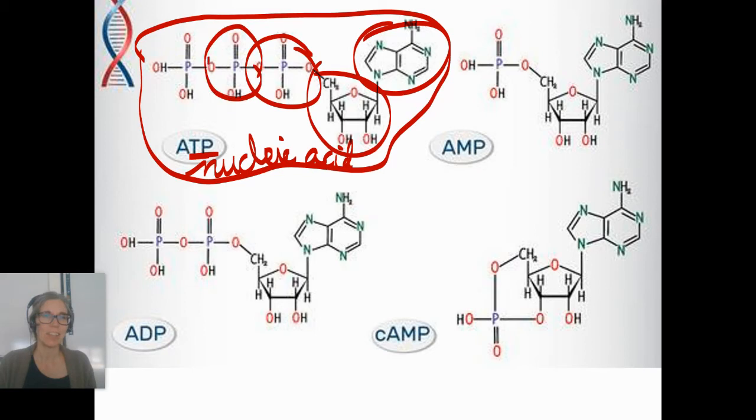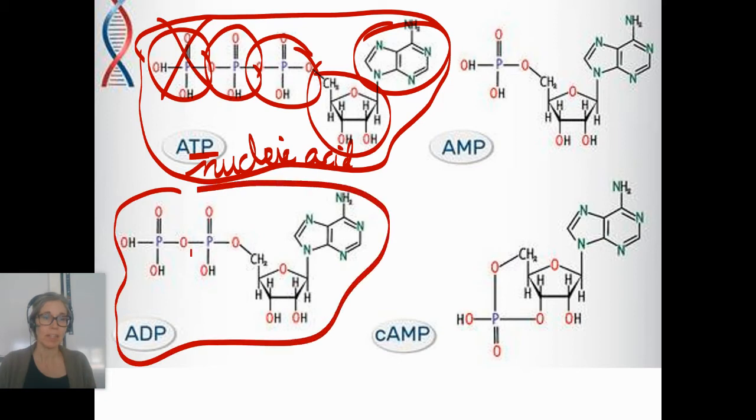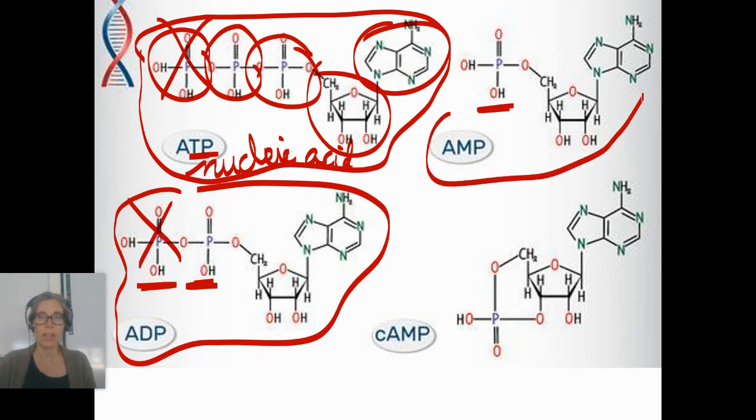So it has 3 phosphates on it. If it loses that last phosphate, then it's ADP, adenosine diphosphate, di for 2. And if it loses that phosphate, it only has 1 phosphate. We're going to call that adenosine monophosphate, AMP. It only has 1 phosphate on it.